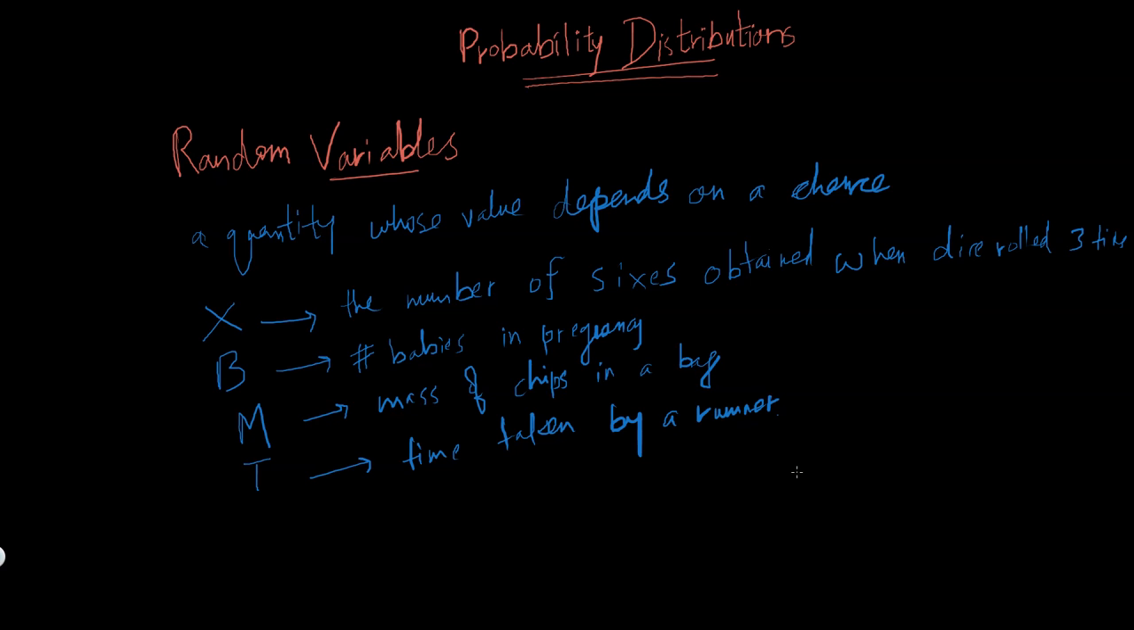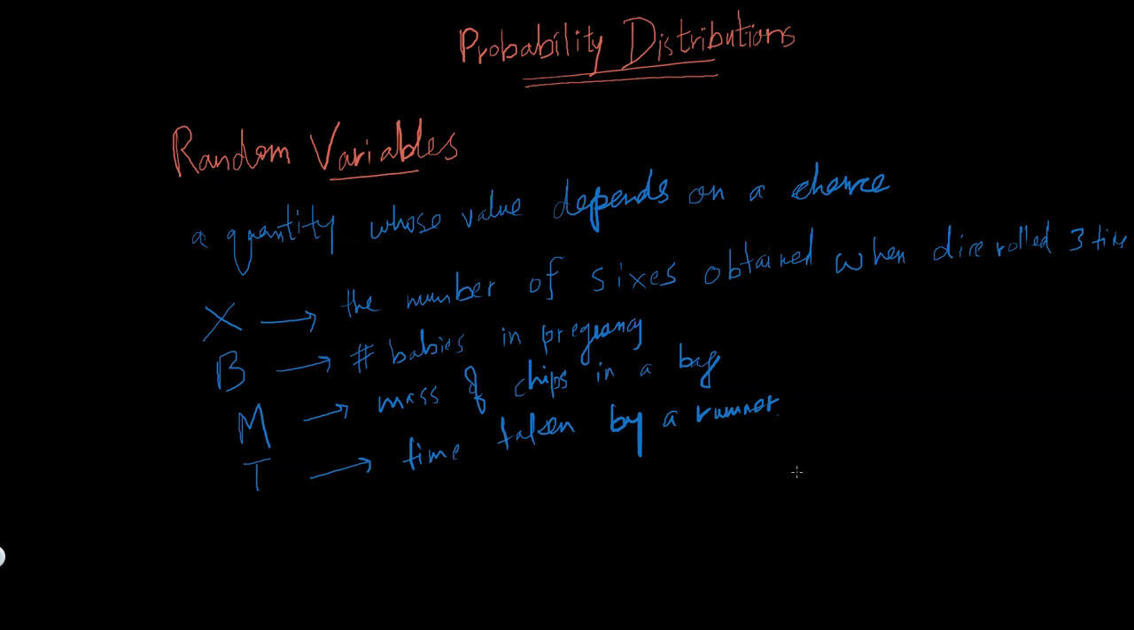For M and T, though, they are continuous variables. What I mean by that is you can have a mass of chips in a bag, right? So you can have 53.56 grams of chips in a bag, right? So the mass can vary. It can be a continuous value. It can be 63.569, some random value. So it's not a discrete value. It's not 1, 2, 3, 4, 5. It's actually a continuous value.